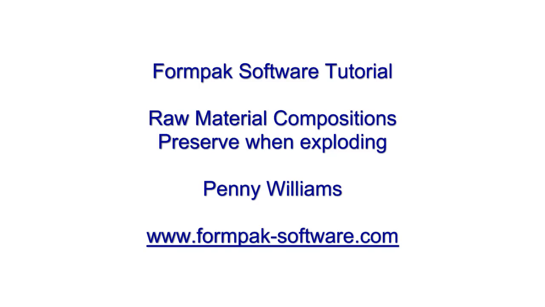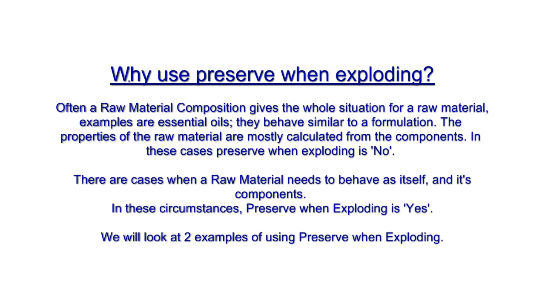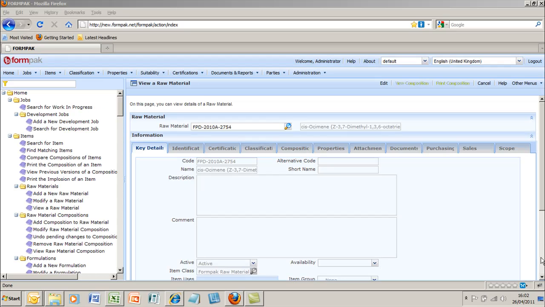In this tutorial, we're going to look at the special features of preserve when exploding when we add compositions to raw materials. Usually, with a raw material composition, the components reflect what we need to know about it. That is, the raw material is a sum of its parts. There are some circumstances where this is not true, or there is more than one reality. This is when we use preserve when exploding. We'll take a look at a couple of real-life examples to show how this feature works.